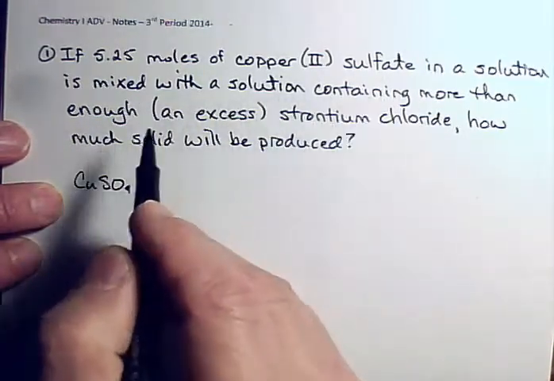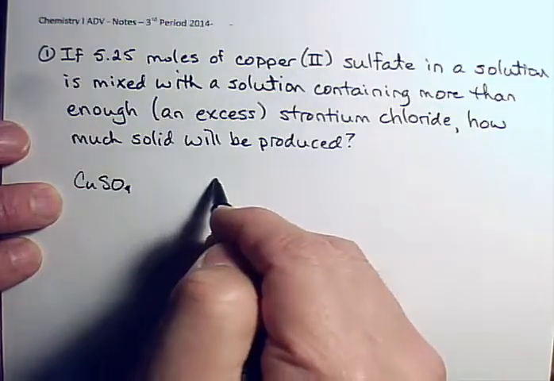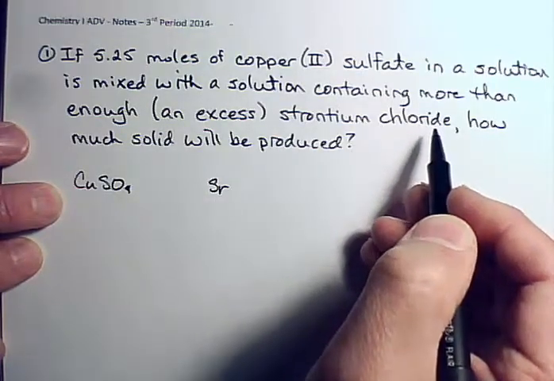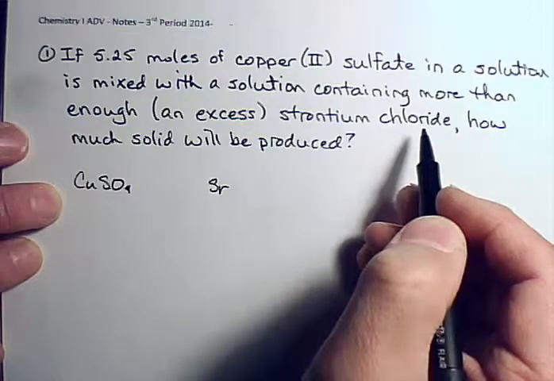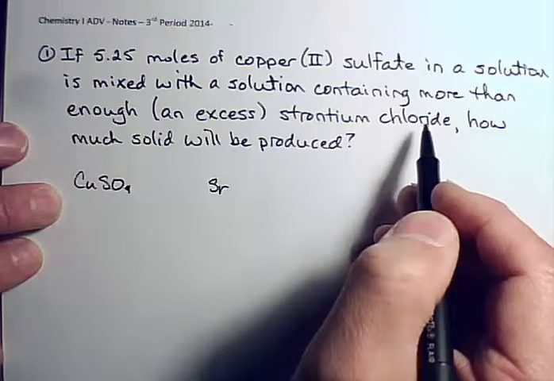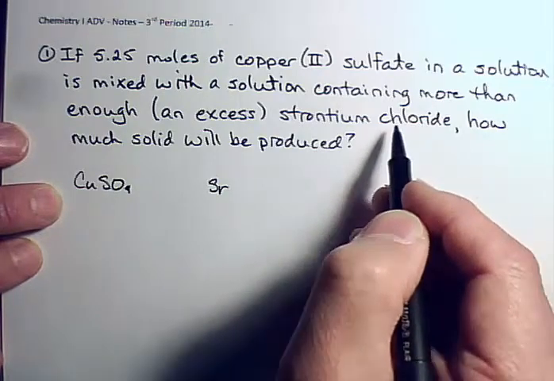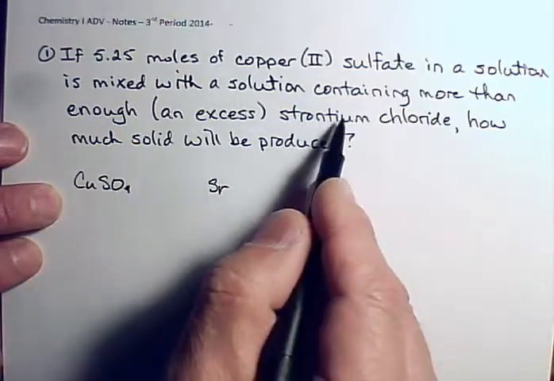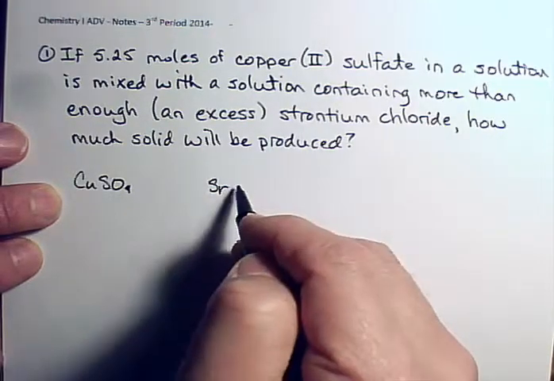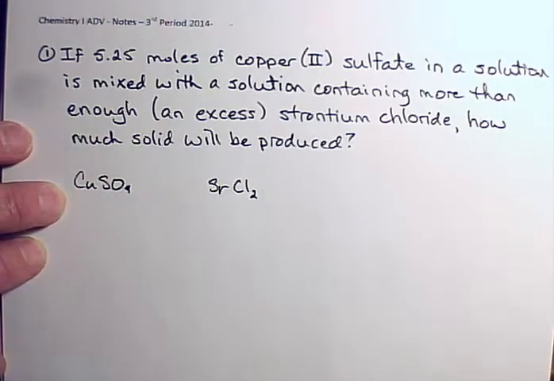And we're going to mix that with a solution that contains excess strontium chloride. Strontium is Sr. Chloride, that -ide ending, means you have a monoatomic anion. The -ide ending in an ionic compound means it's a monoatomic ion. And we know it's ionic because we have a metal combining with a nonmetal. So strontium has a 2+ charge. Chloride has a 1- charge. So this formula needs to be SrCl2 to have charge balanced compounds.